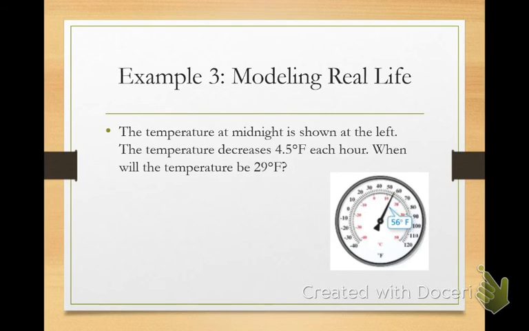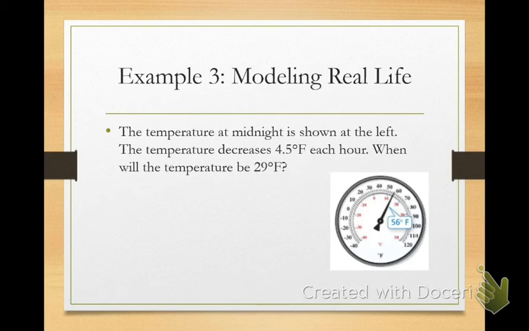Okay, example 3. I forgot the little thermometer thing, so you do have to look up here. It's on the back. Okay, so the temperature, let's read this. The temperature at midnight is shown on the temperature gauge, okay? The temperature decreases 4.5 degrees Fahrenheit each hour. When will the temperature be 29 degrees Fahrenheit?